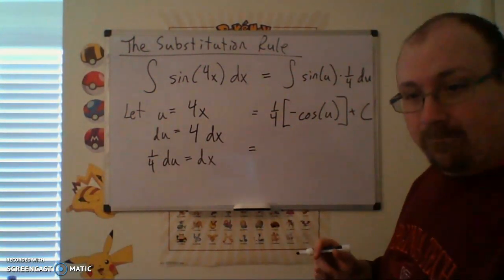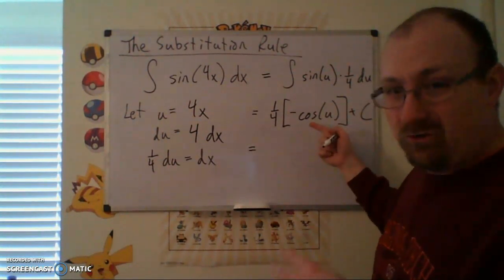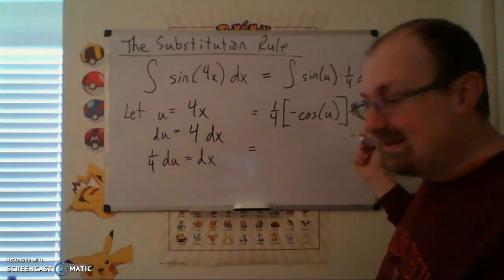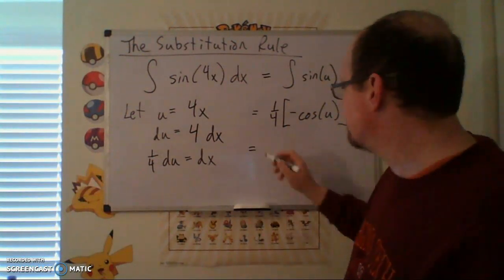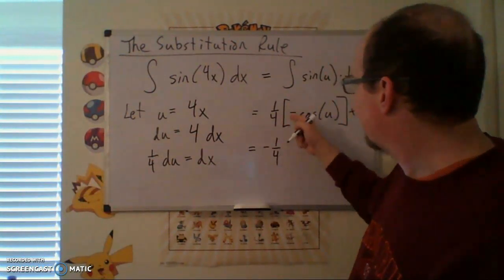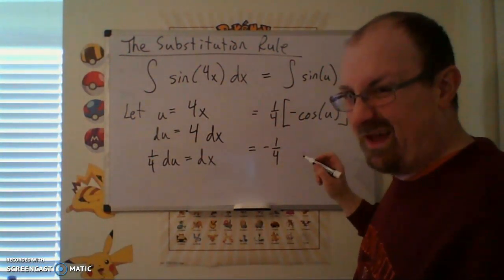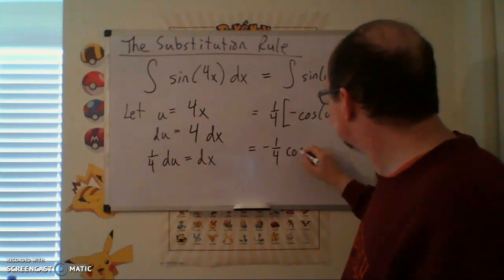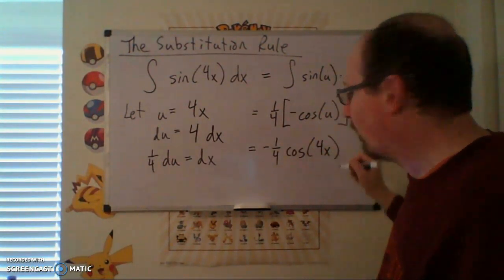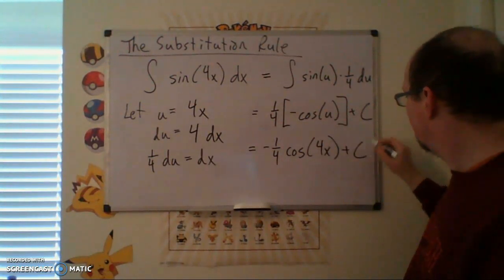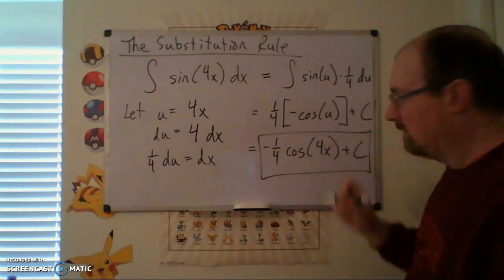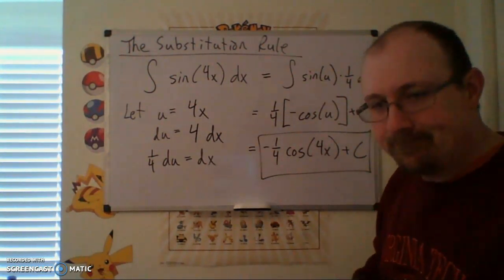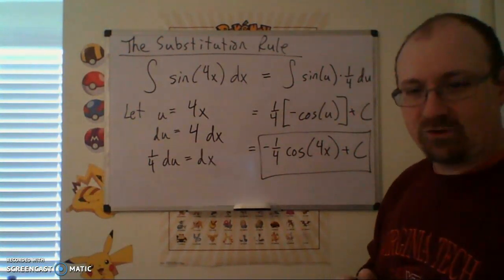Anyway, now we've evaluated our integral. The integral signs are gone. We've got our buddy plus c. Now we just have to put it back in terms of x. So negative 1/4, I spoiled that. Darn it. Put the 4x back in for u, plus c. Check. All right, so we've got a trig function down.